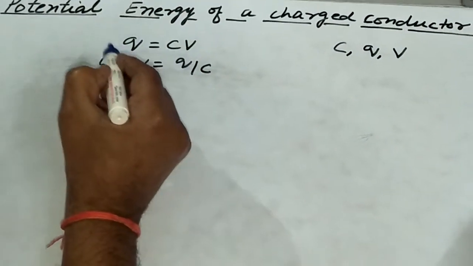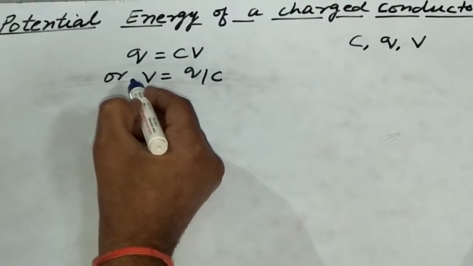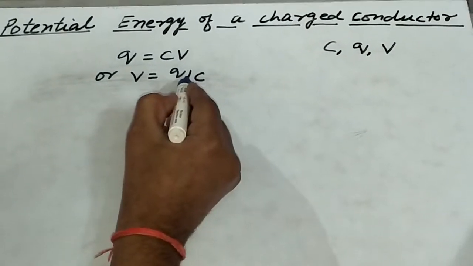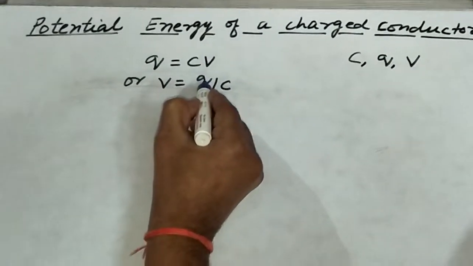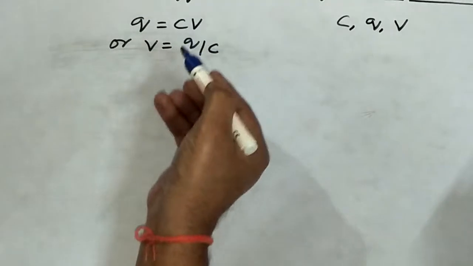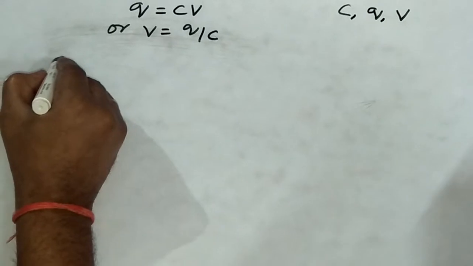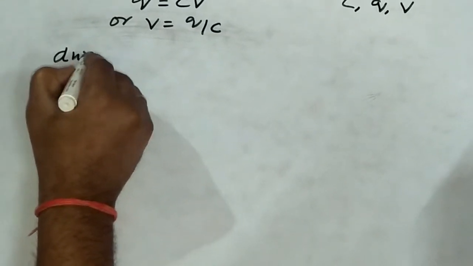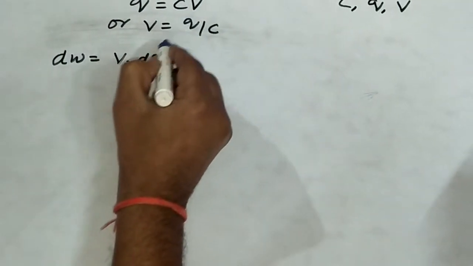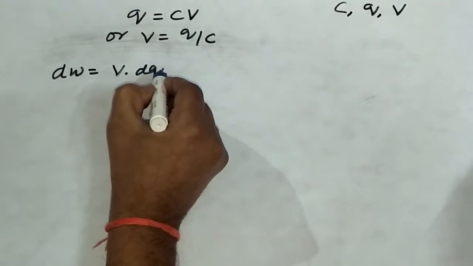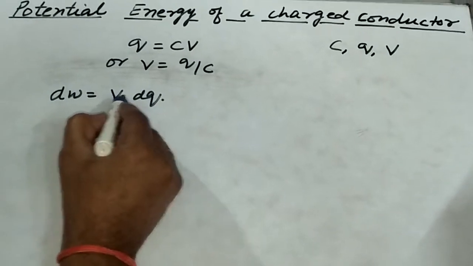The work done in charging the conductor is stored as potential energy in the electric field in the vicinity of the conductor. Suppose the potential on that conductor is V, and when we want to give a further charge dq to that conductor, we do work. That small work done, dW, is equal to V into dq. So when a charge dq is further given to that conductor, the work done is given by dW is equal to V into dq.